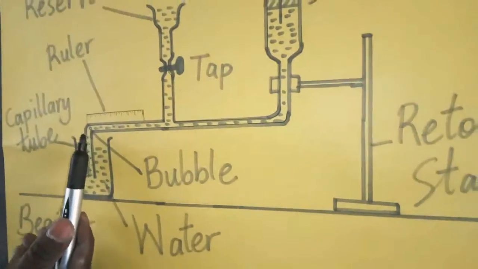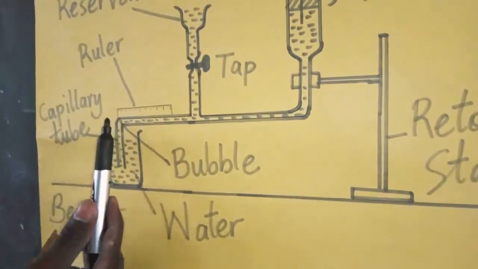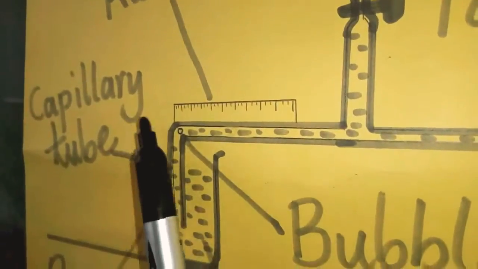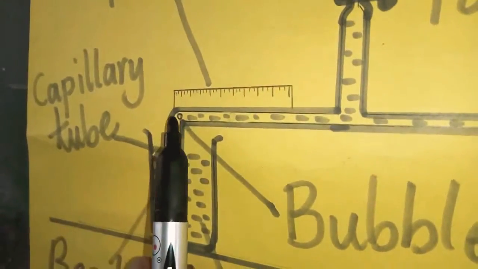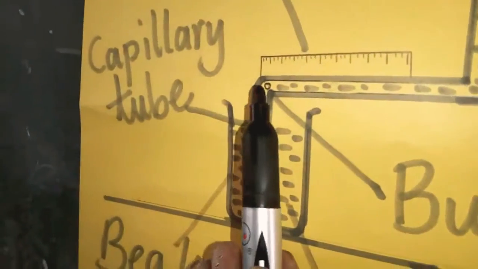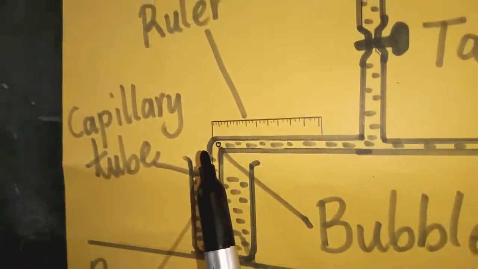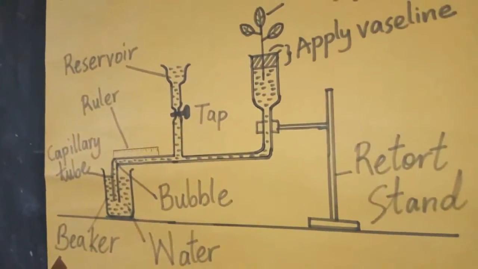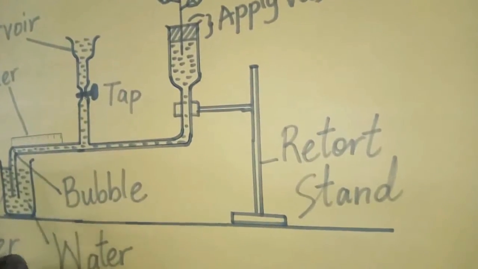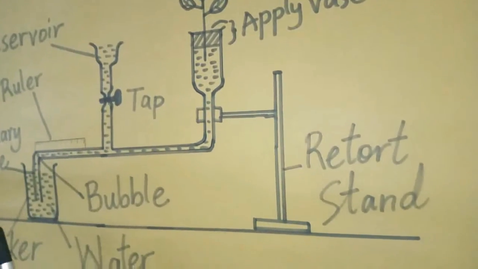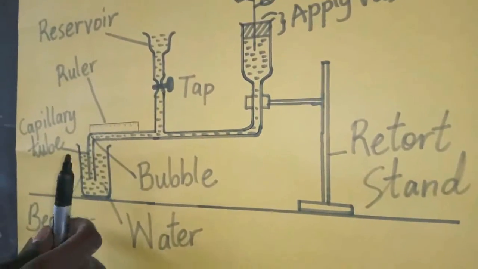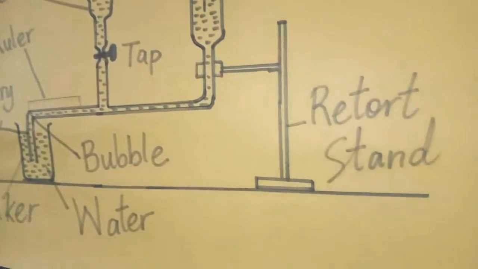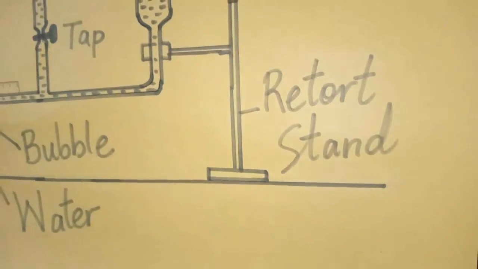We also have a ruler mounted close to that bubble. I think you can see a ruler here. This ruler shows some measurements, and we'll be able to know how far the bubble moved within the capillary tube, and therefore we can use that to calculate the rate at which transpiration took place. For example, if it moved maybe 5 centimeters, then we can put that 5 centimeters over the total length, maybe 30 centimeters, times 100%. That enables us to know the rate at which water moved.